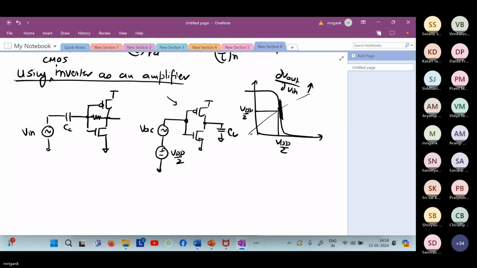And therefore, you may have assumed that you are biasing it to VDD by 2, so you should get a very high gain region. But suppose the VT of NMOS is becoming slightly higher than PMOS, what will happen to this curve? This is what you simulated. But after fabrication of the circuit, the VT of the NMOS came higher than expected. What will happen to these characteristics?